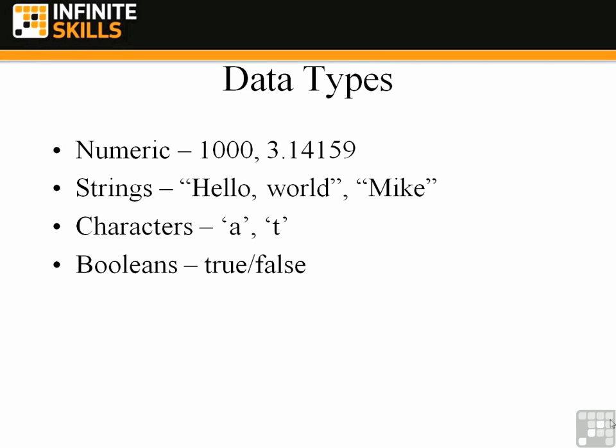Another example of a data type are Booleans, or the Boolean data type, and that allows true or false values. So data types are very important to programming languages, and in the next lesson we're going to talk about the first of those categories of data types, the numeric data type.